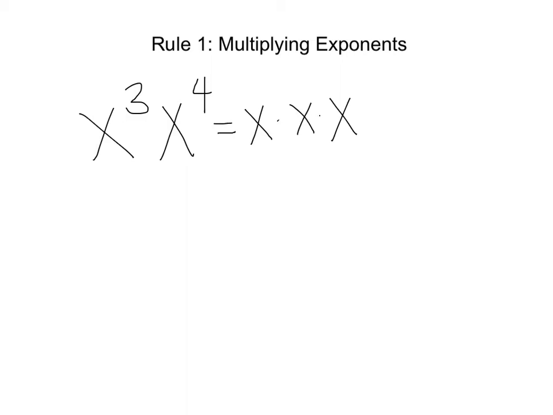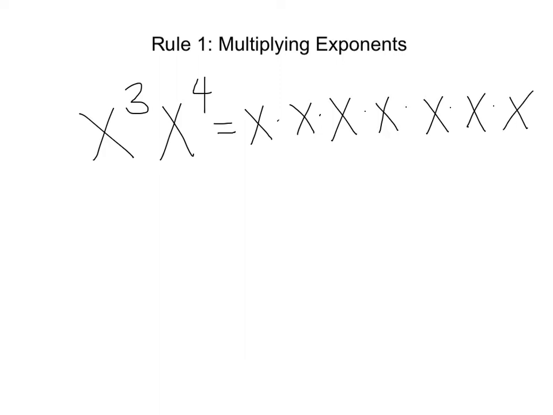Rule 1, multiplying exponents. Make sure you have this next to the red line on the left side of your paper. When we multiply exponents, we're thinking of x cubed, this is just an example, times x to the fourth. If you're going to write that in expanded form, you already know that you would write x times x times x, and then you're still multiplying by this x to the fourth. So we actually add 4 more x's when we're multiplying.